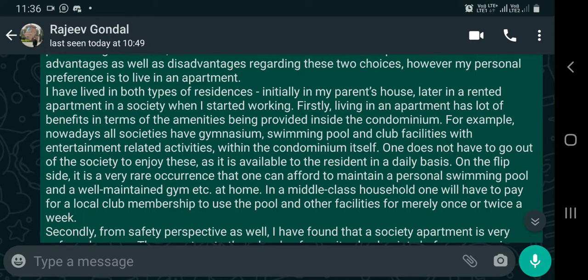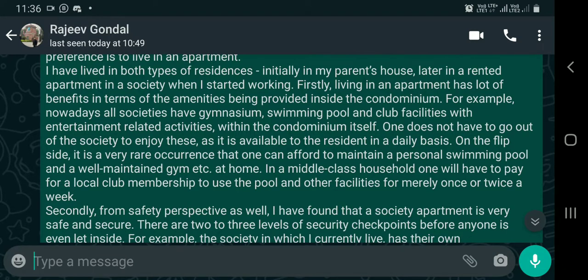You know, societies come with all these amenities, so you have to be very precise. Unnecessarily writing long sentences is a strict no-no. On the flip side, it is a very rare occurrence that one can afford to maintain a personal swimming pool and a well-maintained gym, etc. This looks long. Make it short.